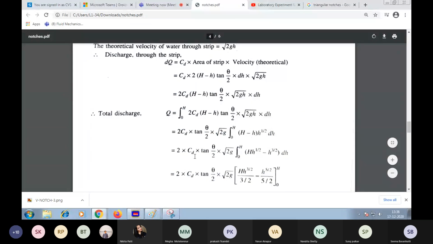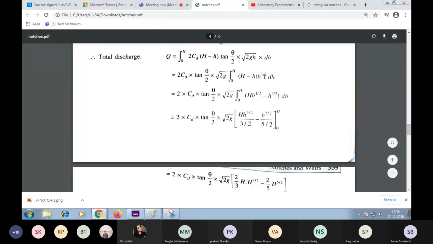So here you can see when you integrate this, the h raised to 1/2 will come inside the bracket. It is written as h raised to 1/2 minus h into h raised to 1/2, which is h raised to 3/2, into dh. Later, we are going to integrate this: h raised to 3/2 divided by 3/2, minus h raised to 5/2 divided by 5/2.